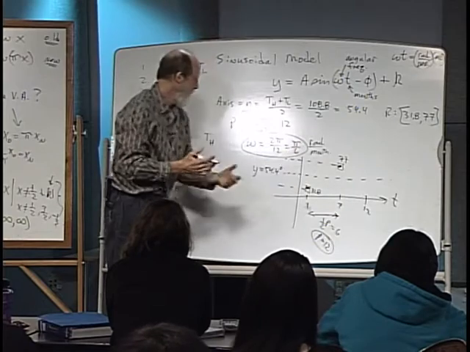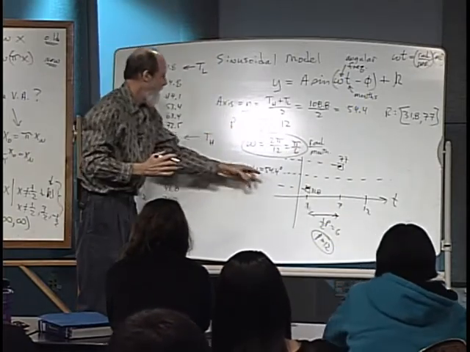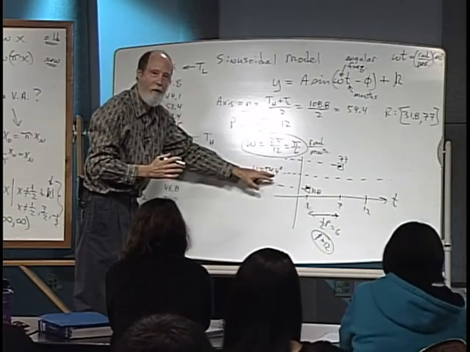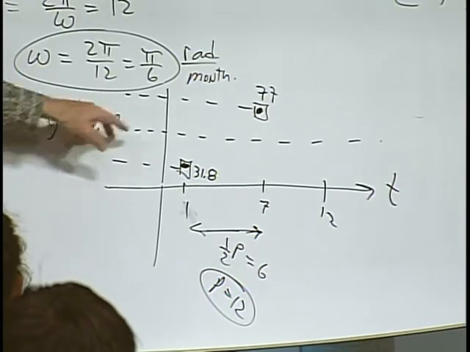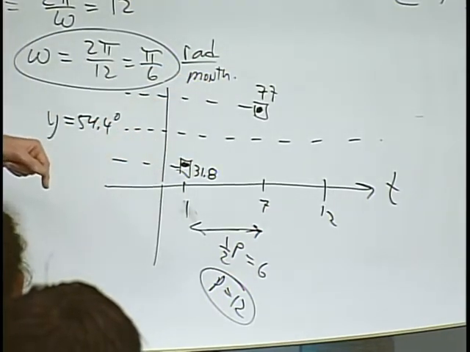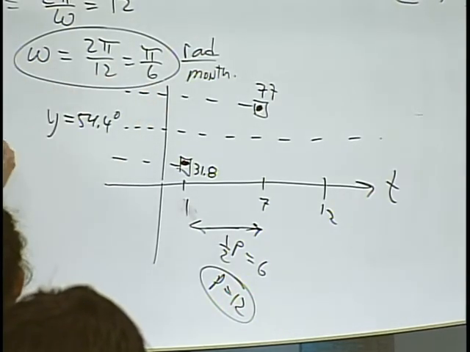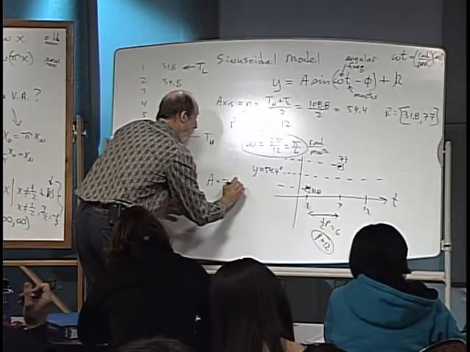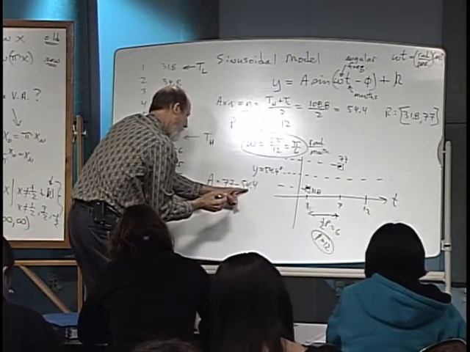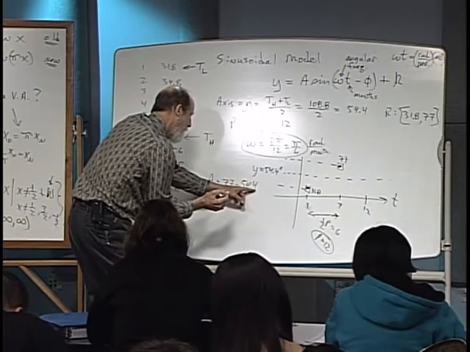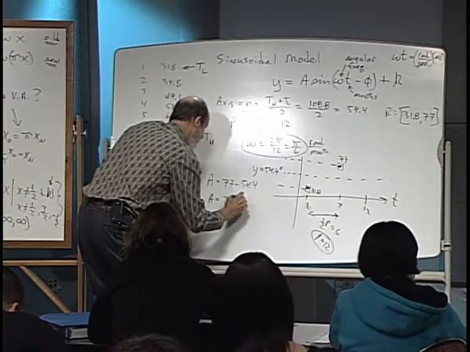Yes, right. So if we figured out where our axis is, one way you could do it is take the difference between the axis value and your high or your low. So your amplitude is going to be equal to 77 minus 54.4, which looks like it's going to be 22.6, doesn't it? Degrees.